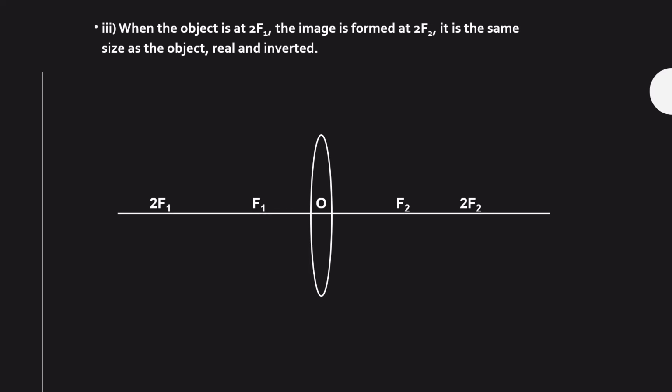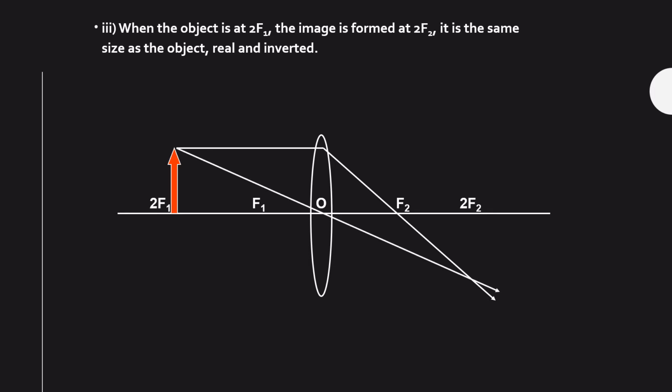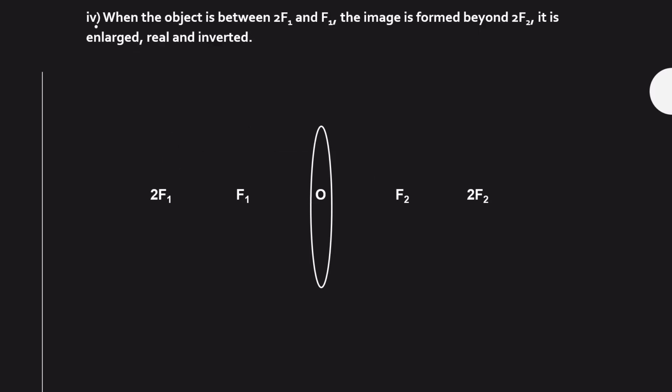Object is placed at 2f1. The ray that is parallel to the principal axis passes through focus. The ray that is passing through optical center passes undeviated. Draw the arrow marks. This is undeviated. See, the image is formed at 2f2. Let us see the characteristics of the image. It is the same size as the object. It is real and inverted. Let us move on to the next position.